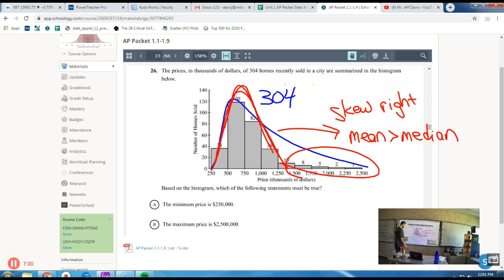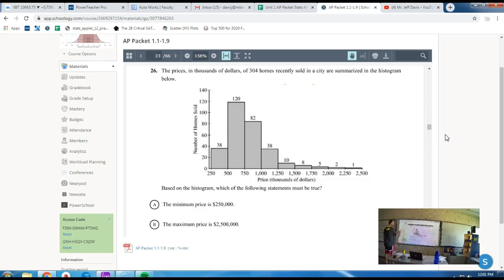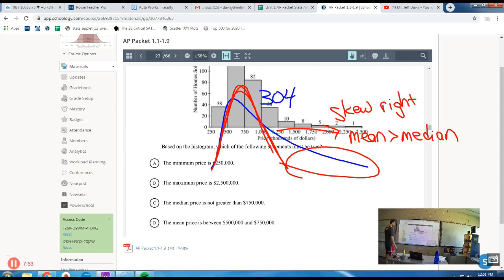So if I look through my answers, just kind of talking through some of the wrong ones. The minimum price is $250,000. I don't know that. I know the minimum price is between $250,000 and $500,000. It might be $499,000. Same with the maximum. I don't know that's the biggest. I know the biggest is somewhere in between 2.25 mil and 2.5 mil, but I don't know which of those it actually is. C, the median price is not greater than $750,000.